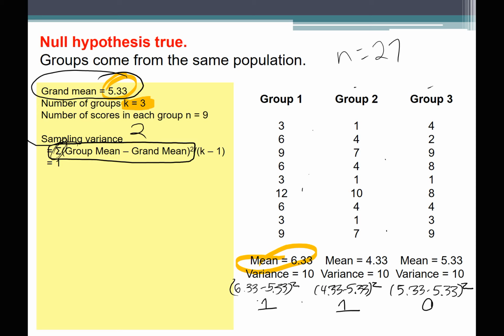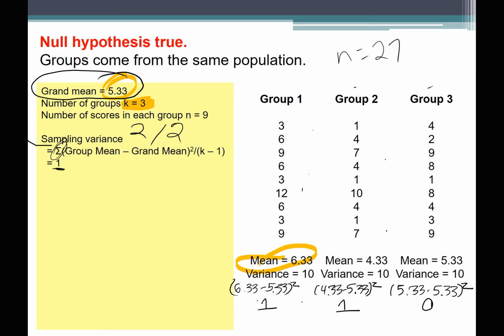Then, whoops, just delete this box so we can see more clearly. So that's the top, right? Then divided by k minus 1. Well, k is 3. 3 minus 1 is 2. So then the bottom is also 2. 2 divided by 2, and that's where this 1 comes from. Okay?